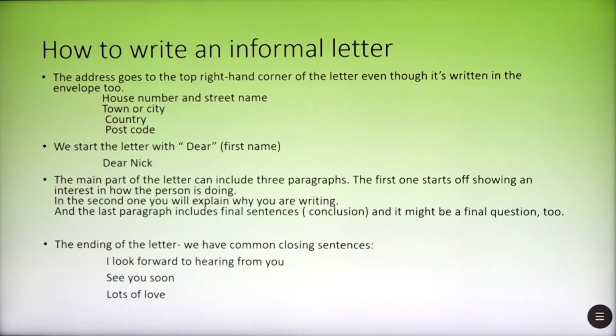The second step is we start the letter with dear, and we add the first name. Informal letters start with dear and the name of the person because we know who we are writing to. Then the main part of the letter can include 3 paragraphs. The first one starts off showing an interest in how the person is doing. Then in the second one, you will explain why you are writing. And the last paragraph includes final sentences, a conclusion in this case, and it might be a final question too.